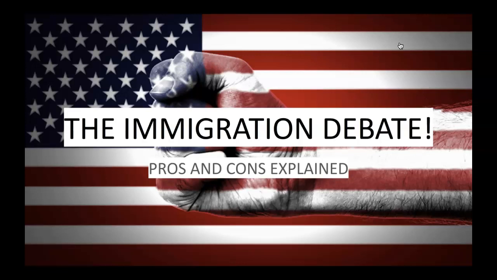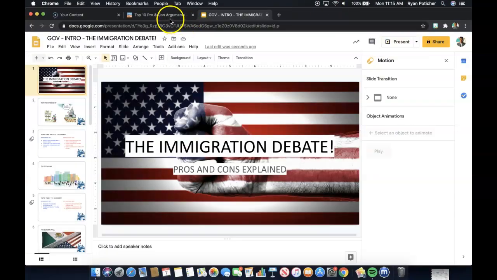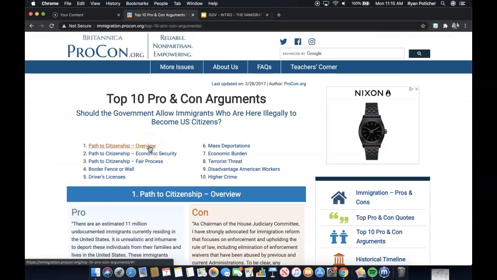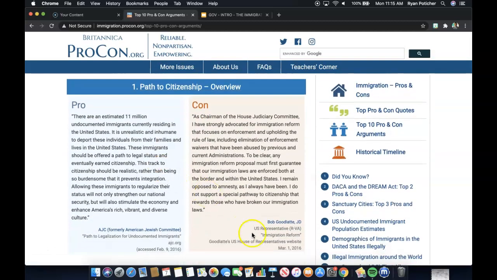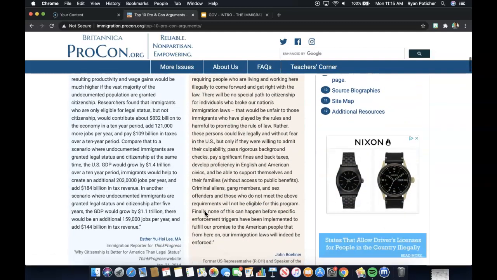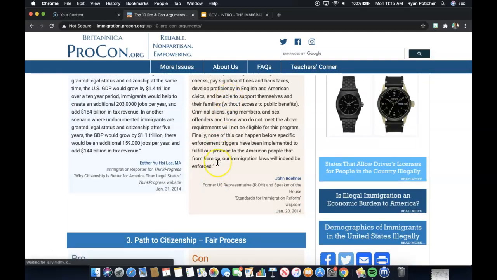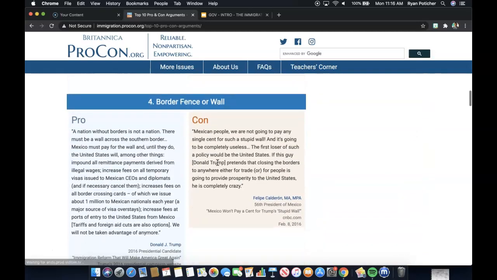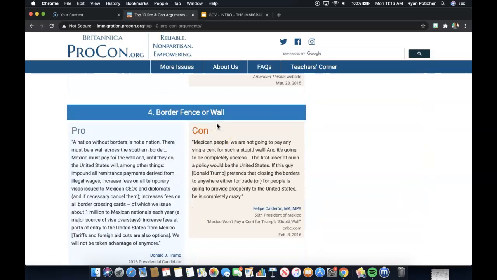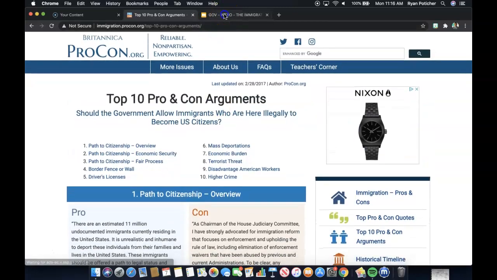Before we begin, please let me encourage you to check out the source which this presentation comes from, which is britannicaprocon.org, a reliable, nonpartisan, empowering website which examines a variety of political issues and gives you quotes and thoughts and insights from people actually in government. It's really compelling to get both sides of an issue when it comes to a variety of the issues that we're going to be looking at this year. So please feel free to check out this link later on for your own interpretation of what I'm saying, and then also for other issues too, if you so choose.